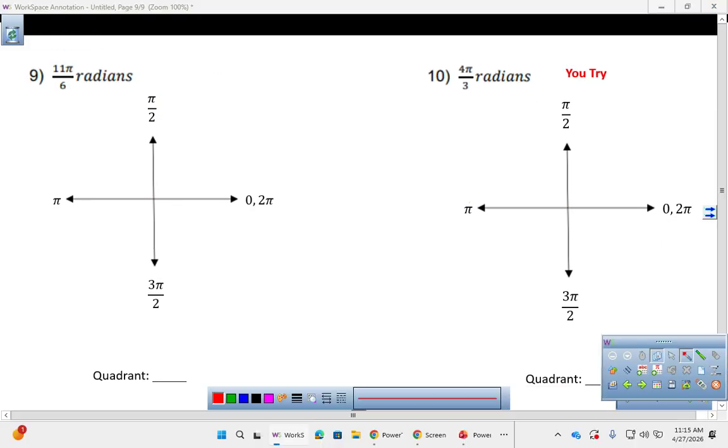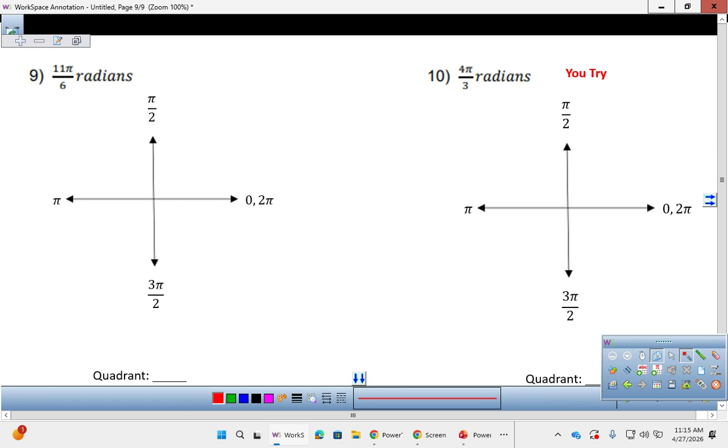What about 11 pi over 6? Type 11 divided by 6 in your calculator. It's like 1 point something. What is it? 1.83. So it's 1.83 pi.